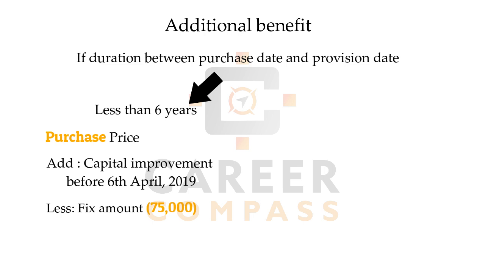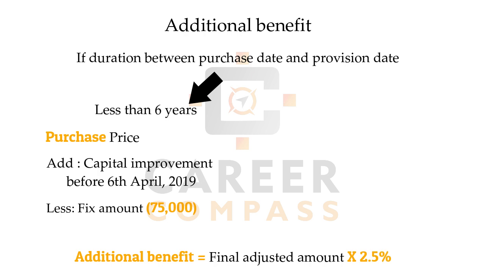Now, you will say that, sir, the final amount is the additional benefit. No students, additional benefit has not yet arrived. You have to take that final amount, multiply it by 2.5%, and then you will get the additional benefit amount, right? Now, what if the difference between the two dates is more than 6 years?